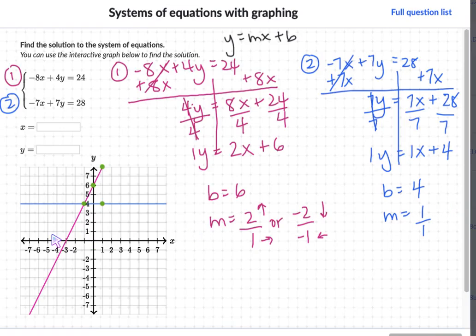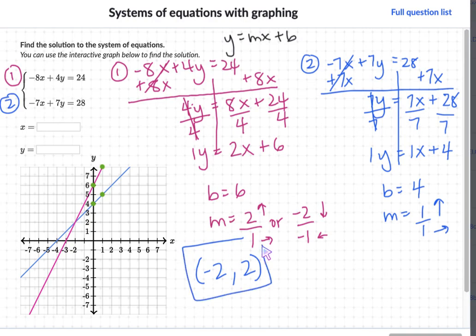If I were to graph that, I would start with 4 on my y-intercept, and this is up 1 and to the right 1. Up 1 at 5 and to the right 1 up there. Up 1 and to the right 1. So it looks like they intersect at -2, which is the first number on the x-axis, and +2. So we have -2, +2.